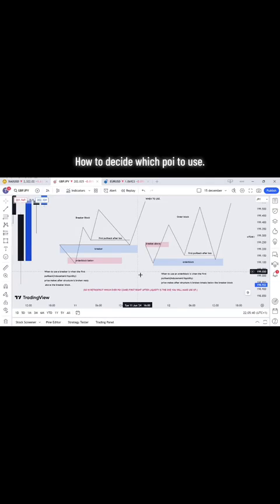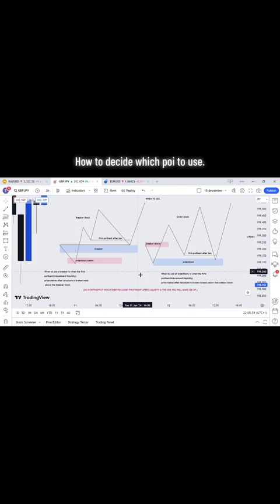Hello everyone. Today I want to give you guys a little lesson on knowing when to make use of point of interest, like knowing when to make use of a breaker block when there's an order block below it, and knowing when to make use of an order block when there's a breaker block above it. You understand that kind of thing.